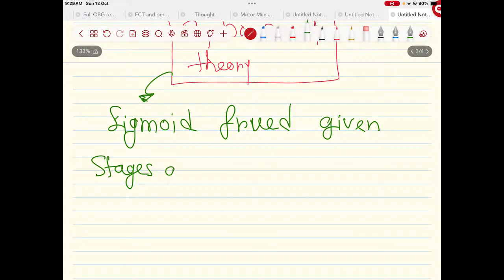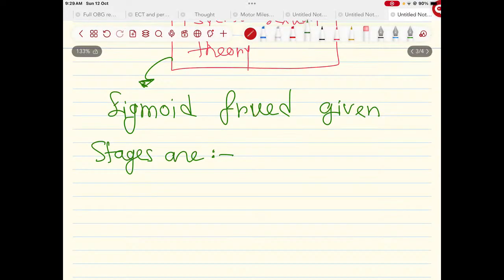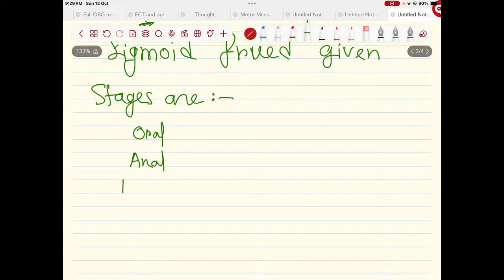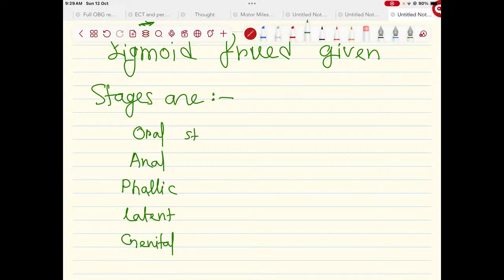The stages are, first, oral stage, anal stage, phallic stage, latent stage, genital stage. Yeah, right.